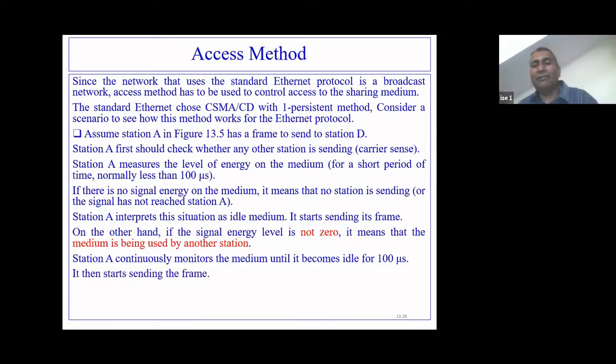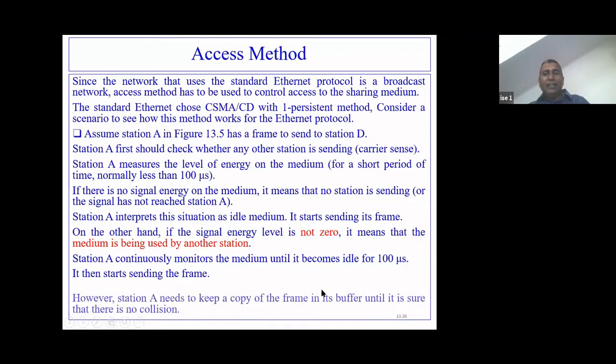So here, energy level, that is the electrical energy passing through the medium, if it is not zero, indicates that the channel is busy. If the electrical energy present in the channel is zero, it indicates that it is free, that is idle, and it can send. So station A will continuously monitor the medium, right?